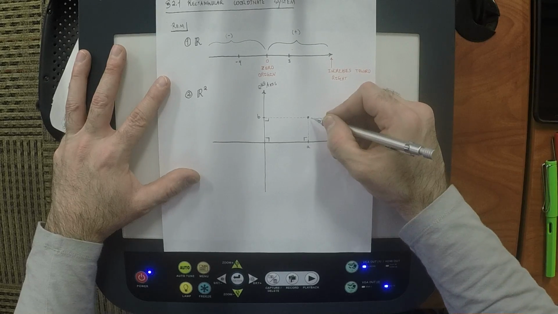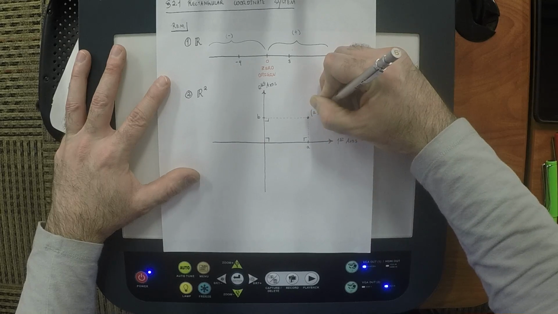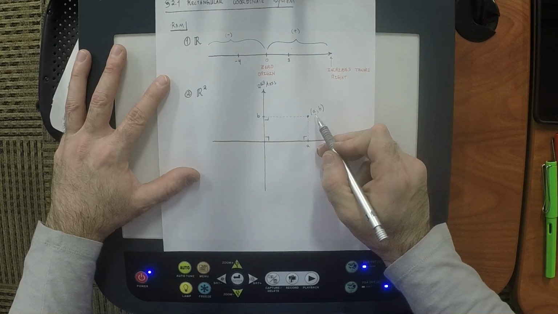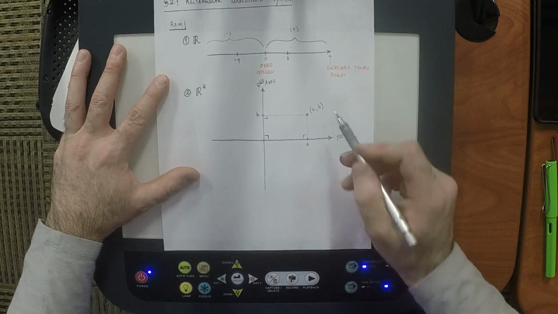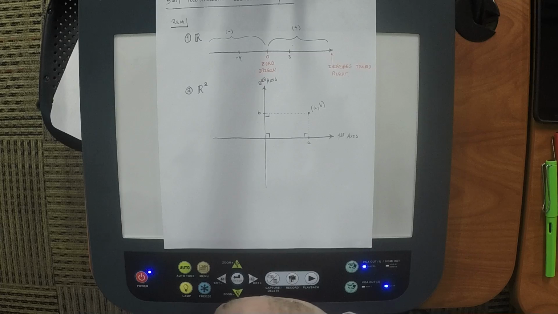So what's the name for this point? (A, B). A goes in the first position. Why does A go in the first position? Because that's the measurement on the first axis. And B goes in the second position because that's the measurement on the second axis.